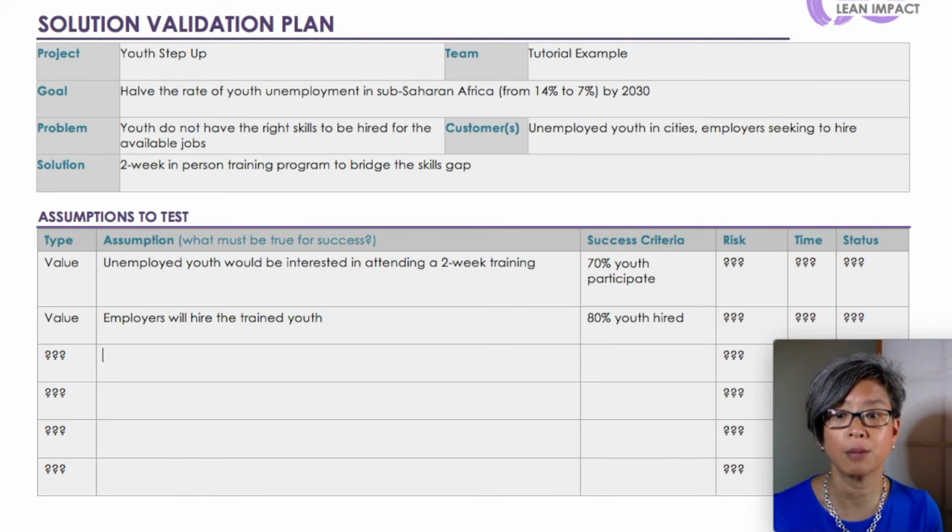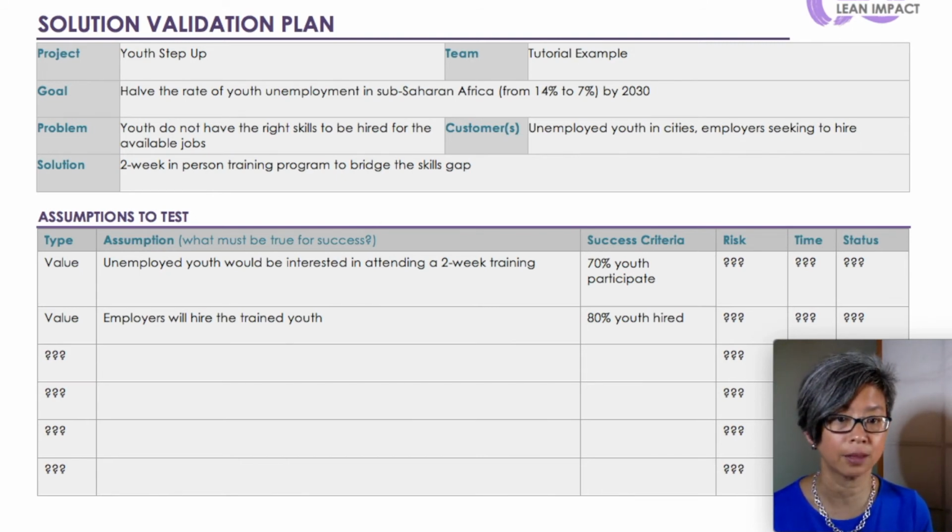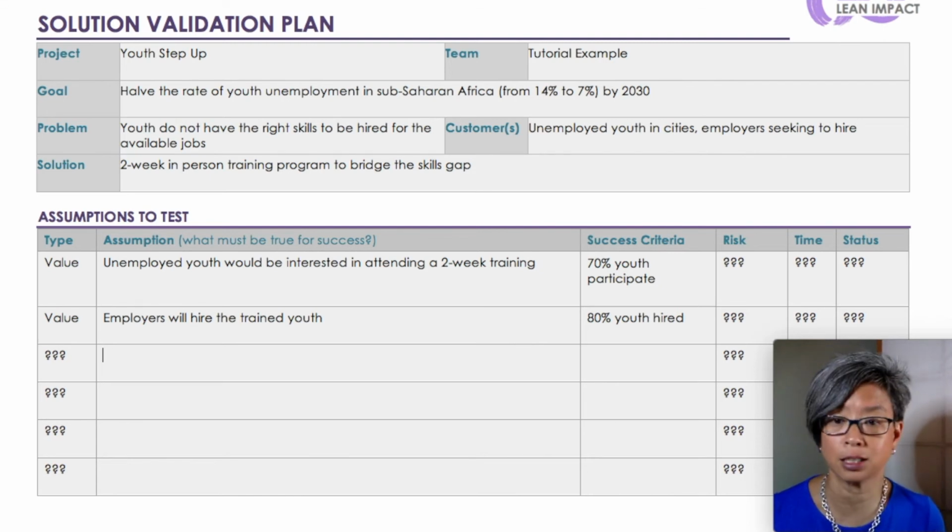I also want to think about the success criteria for this. What does it mean for them to be interested? I'm thinking that 70% of youth need to find this interesting for the solution to be compelling. And in terms of employers, my success criteria is that 80% of the youth who I've trained will be hired. So again, I'm trying to define what are the assumptions and what are the bars for the success criteria required for that assumption to hold true.